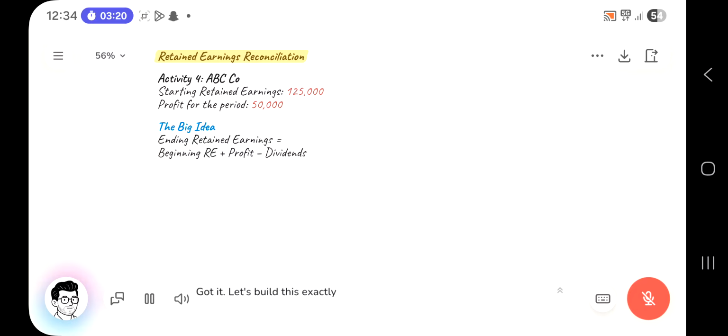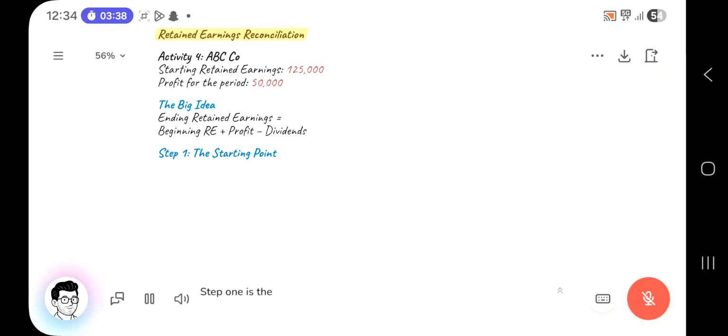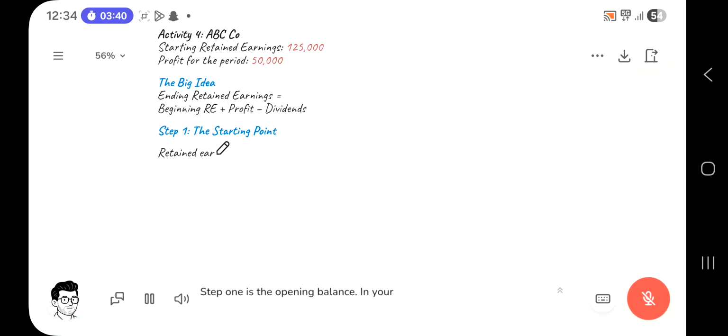Got it. Let's build this exactly like your notes. Think of retained earnings as a bucket of profit the company keeps. We start with what was already there, add what we made this year, and take out what we paid to owners. Step one is the opening balance.